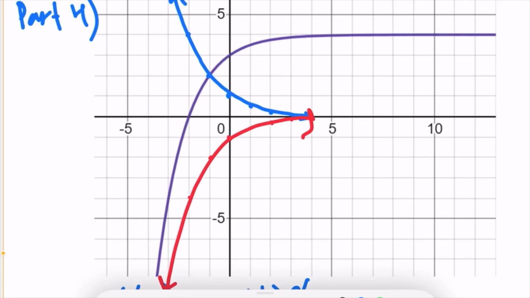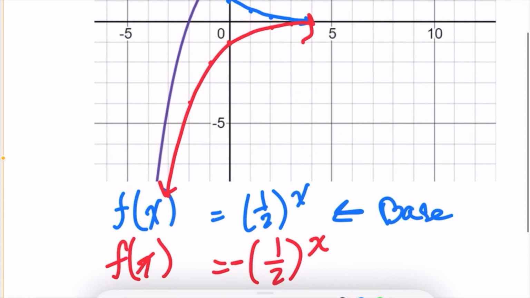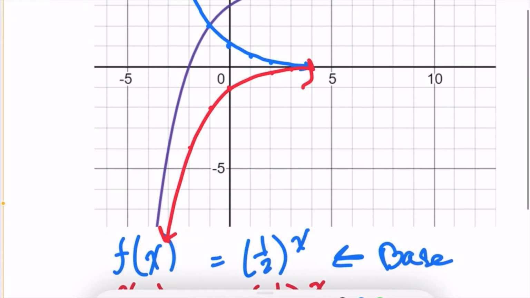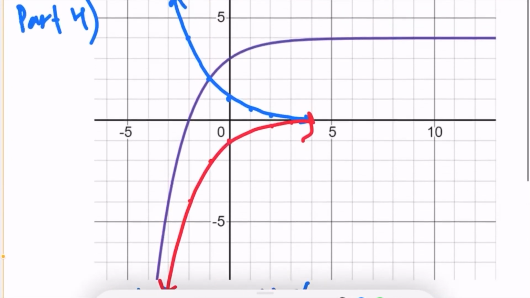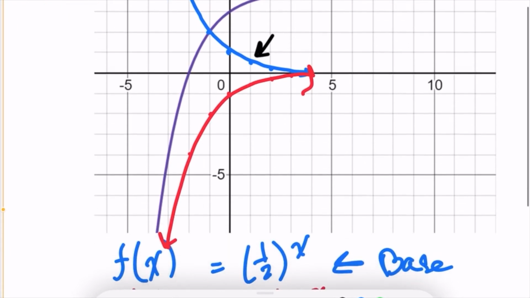For part 4 right here, given this purple graph that's shown, and the base graph, which is f of x equals 1/2 to the power x, we need to figure out a way to get from the base graph to the purple graph. And so the first thing that I thought of was to graph the base graph, f of x equals 1/2 to the power x, and that's this blue graph right here.